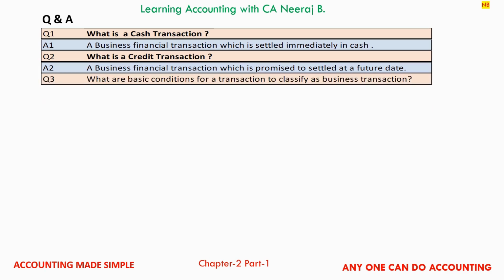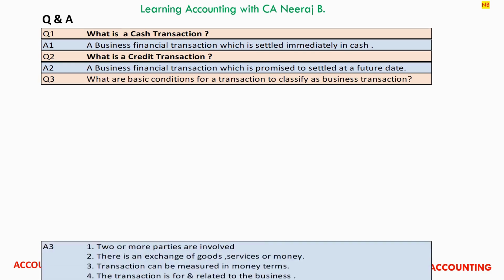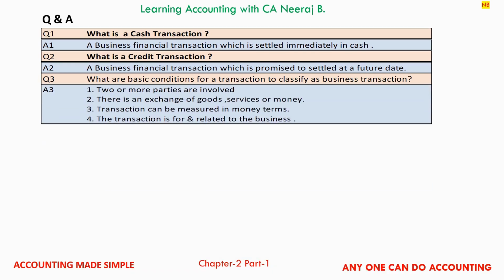Question number 3, what are the basic conditions for a transaction to be classified as a business transaction? The answer is four conditions need to be fulfilled. Condition number one, two or more parties are involved. Second, there is an exchange of goods, services, or money. Third, transactions are measured in money terms. Fourth, the transaction is for and is related to the business.